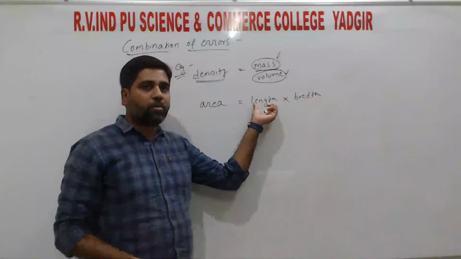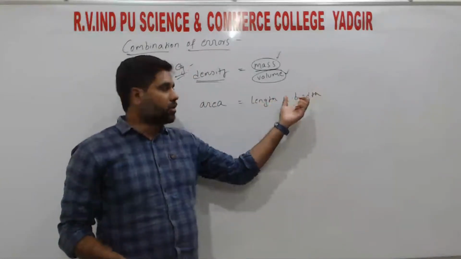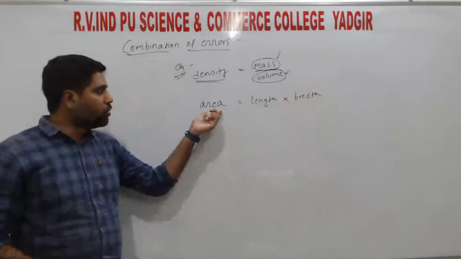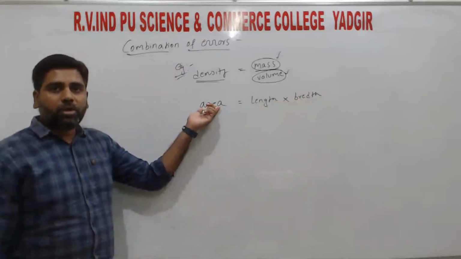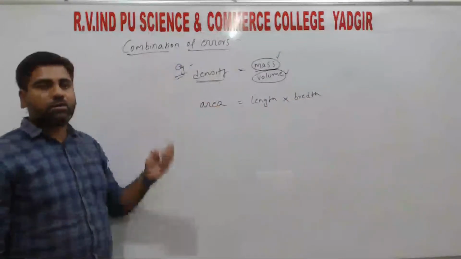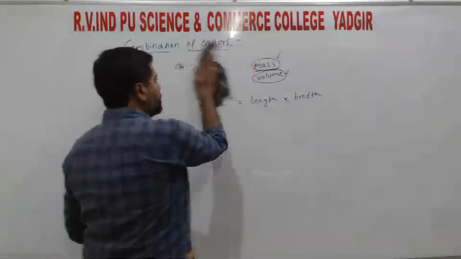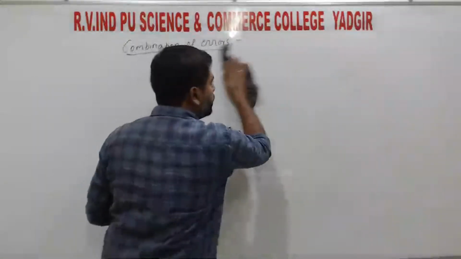So when we measure length, an error comes. When we measure breadth also, some error comes. So these two errors combined appear when we measure the value. So that is due to the combination of errors, right? So in this, the derivations or concepts are of four types.